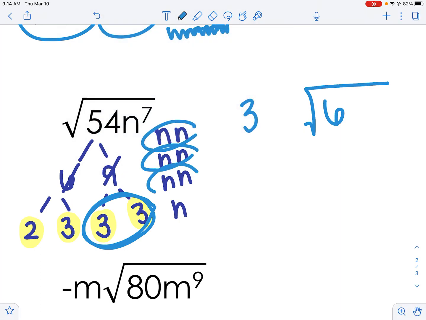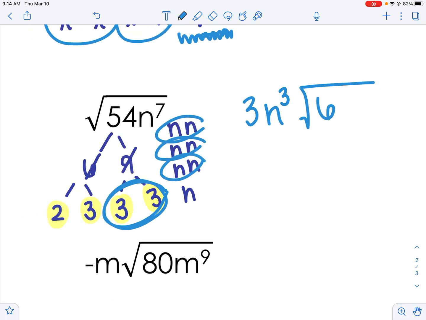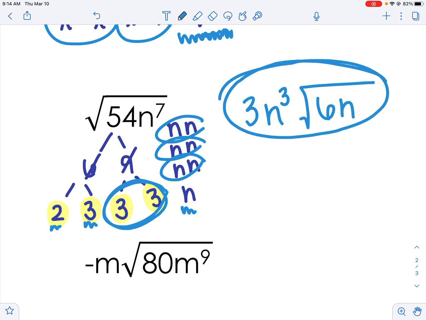And as I can see, I have 3 pairs. So whenever it comes out, that's my exponent. So if I have 3 pairs, that would be n to the third on the outside. And then that solo n is going to stay underneath with the 2 and the 3 that didn't have any pairs. And that's it. That's how we simplify these.